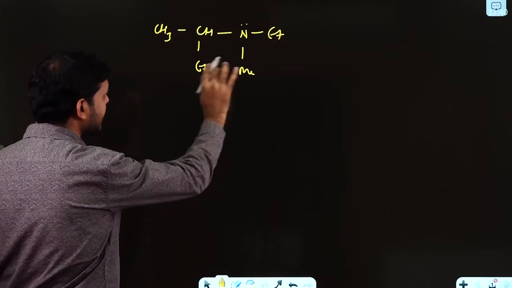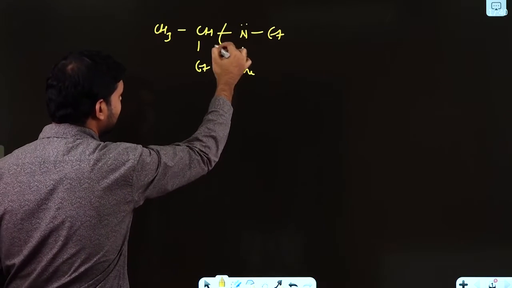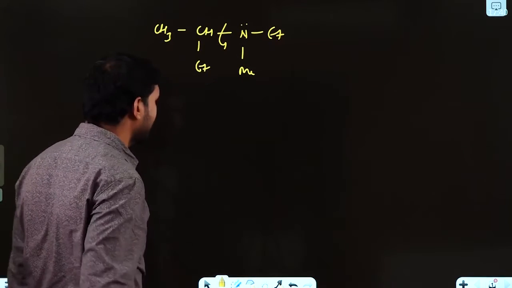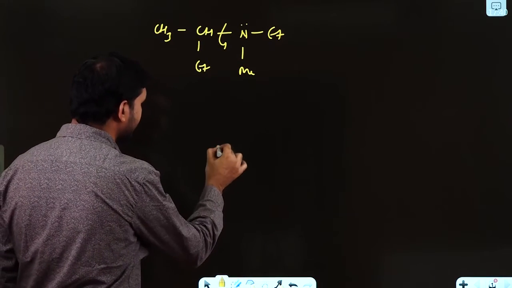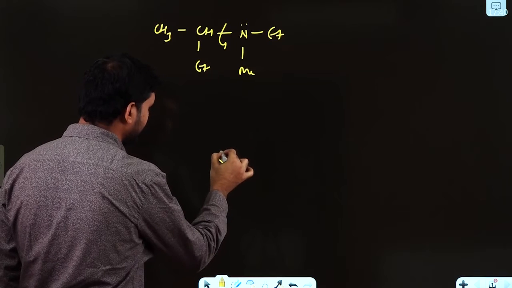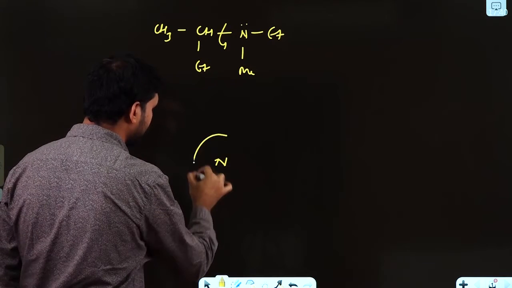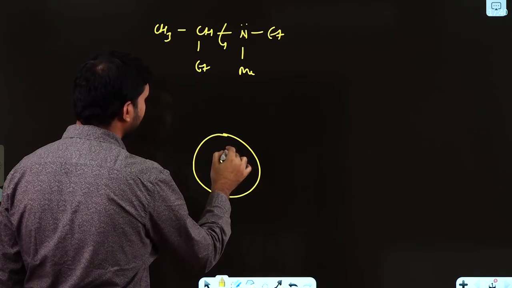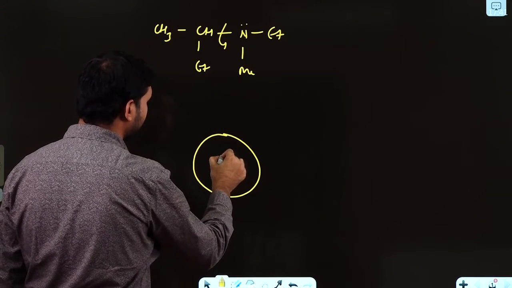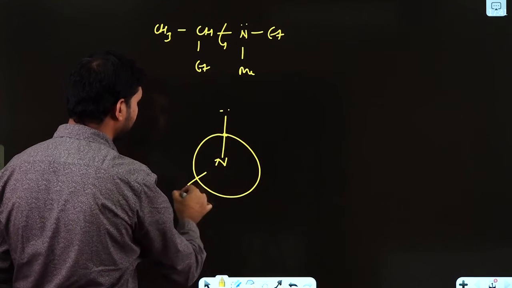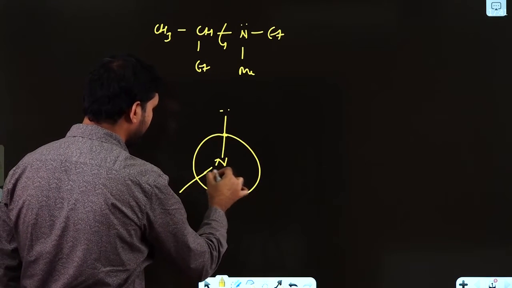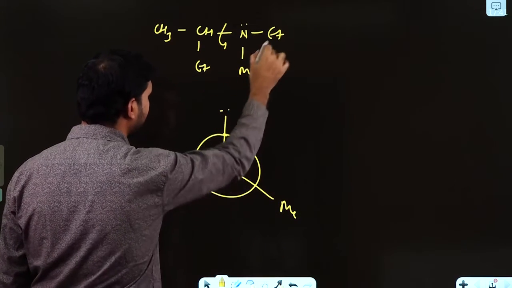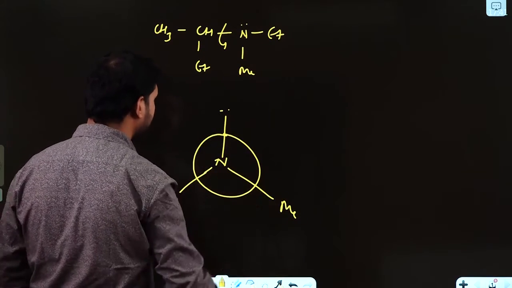Okay, so if you are asked to draw this conformer, this is one of the best examples to explain the gauche effect, right? If you have to draw gauche, you can place this lone pair here, ethyl here and methyl here. Okay, this nitrogen is having a lone pair here, ethyl this side and methyl this side.